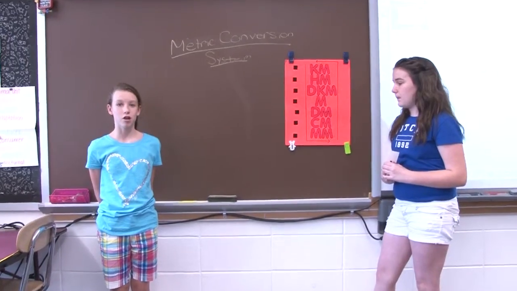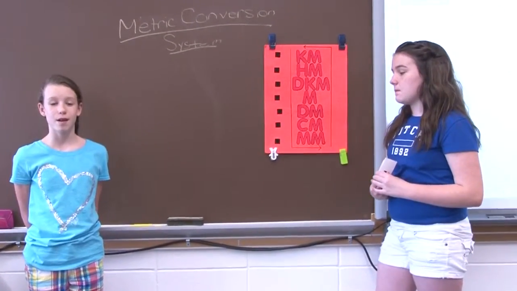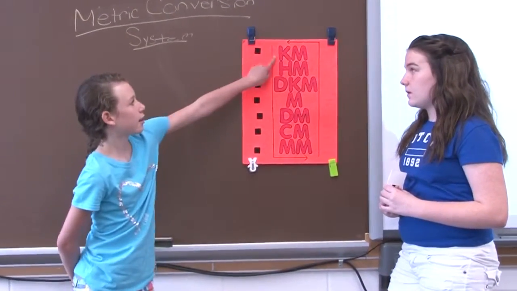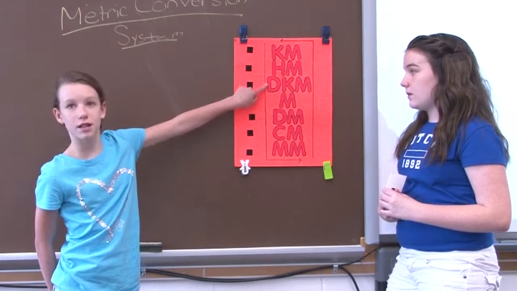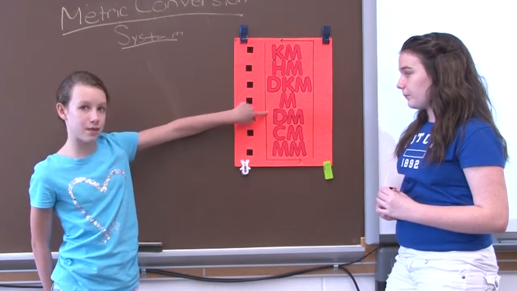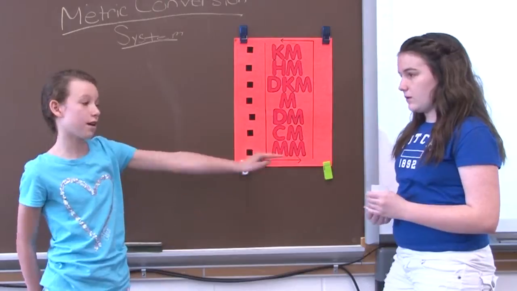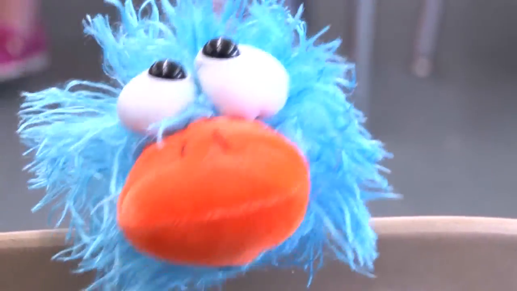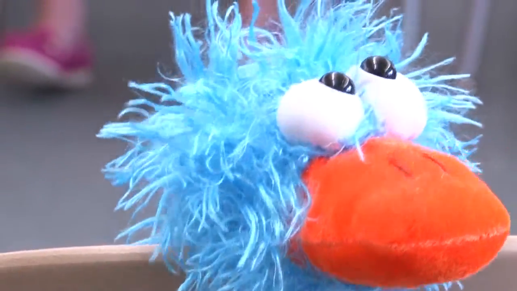In order from largest to smallest unit of metric measurement, there is kilometer, hectometer, decameter, meter, decimeter, centimeter, and millimeter. Is there an easier way to remember that? Because I will not remember all those words.